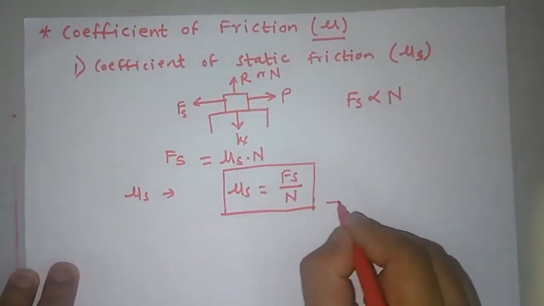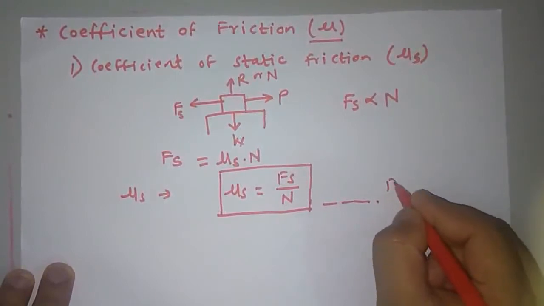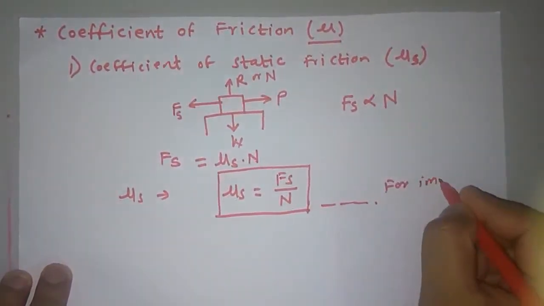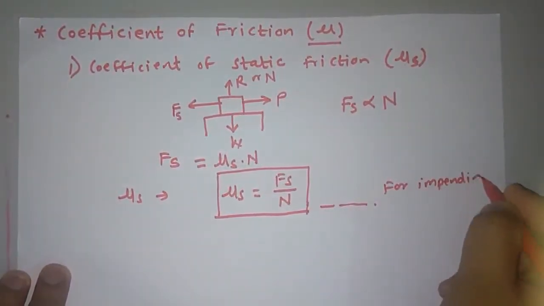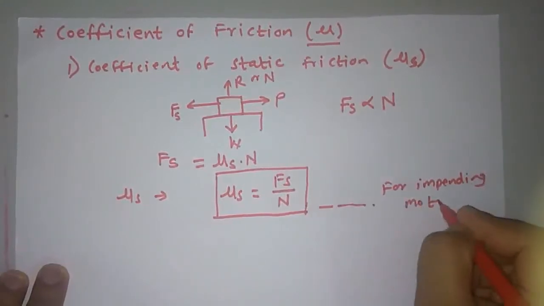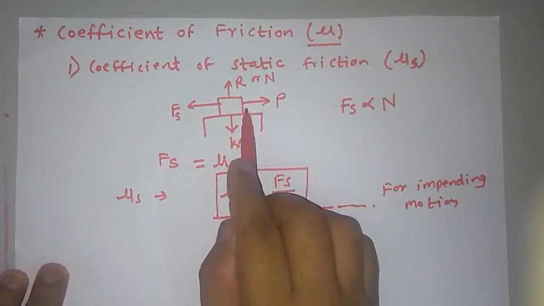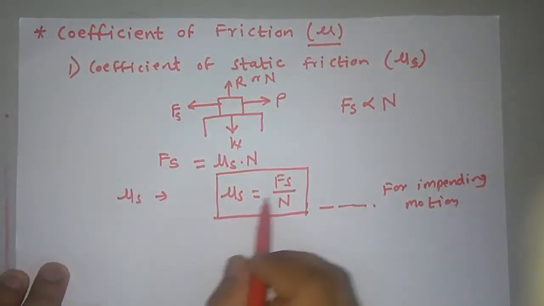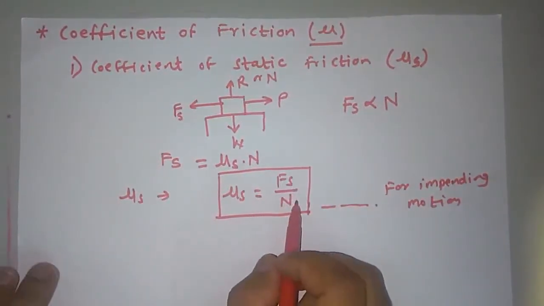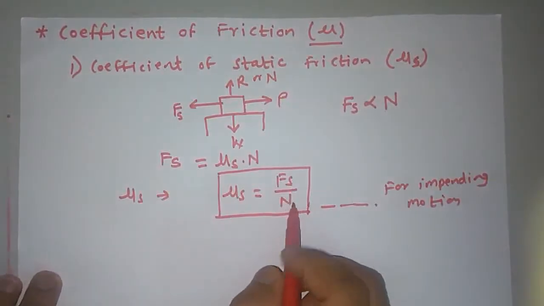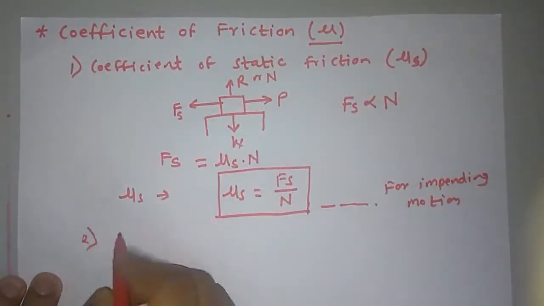So when will we use this formula? This formula we use for the impending motion. Means when the block is about to just start to move, then we use this formula, that is mu s is equal to Fs, that is static friction, upon normal reaction.